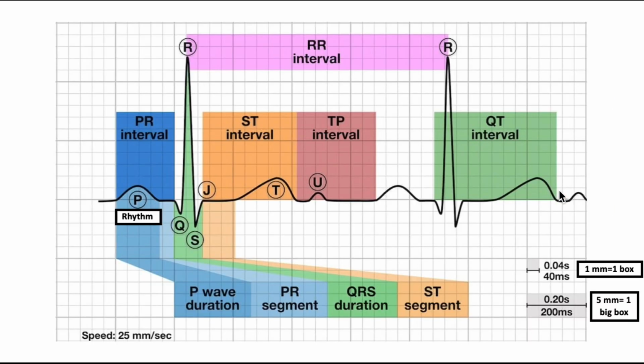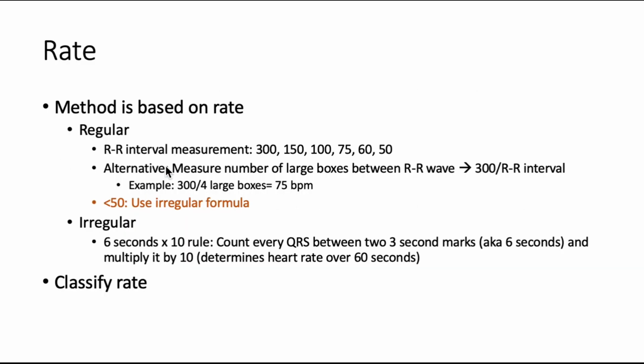So you're going to see this diagram quite a bit throughout the rest of the presentation, and the reason is because I kind of wanted a synthesis of a single slide that you could always come back to. So by the end, this will all be labeled. The P wave is really what's going to help us determine our rhythm. Is the rhythm normal? Is there a P wave before every QRS? Next, we're going to look at the rate.